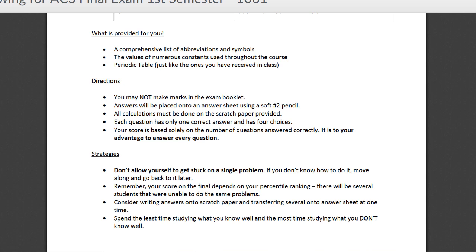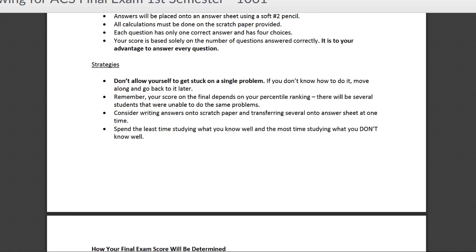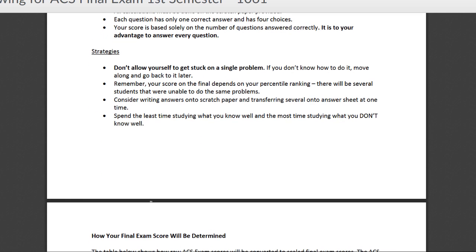The strategies that are listed here are the same strategies that you should have been implementing any time you take an exam or you feel pressed for time. That is, you do not get stuck on any one problem. If you feel yourself getting stuck, just move on to the next one and then come back to it later on. Your score is going to depend upon your percentile ranking.